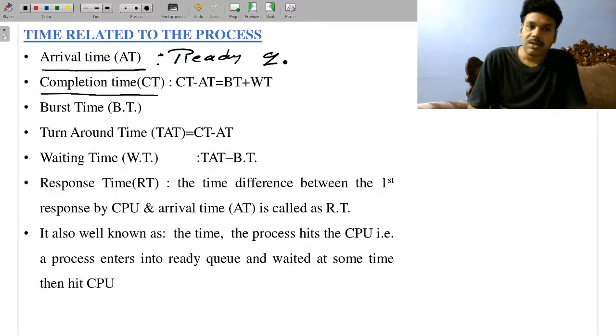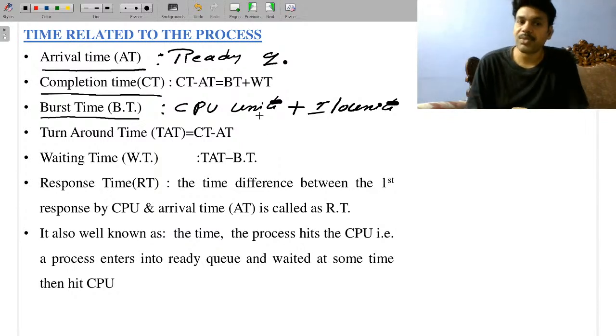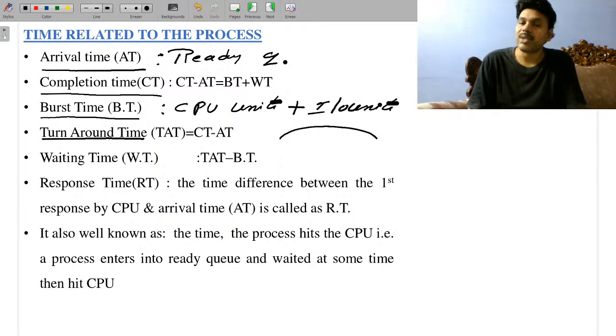Next one, soon after completion, the completion time of the process. Next one, burst time. How many CPU cycles are required? CPU units. Sometimes IO is also required, IO units. That is the concept of burst time. And what is the turnaround time? Turnaround time is how much time the process is in execution from your arrival time to your completion time.